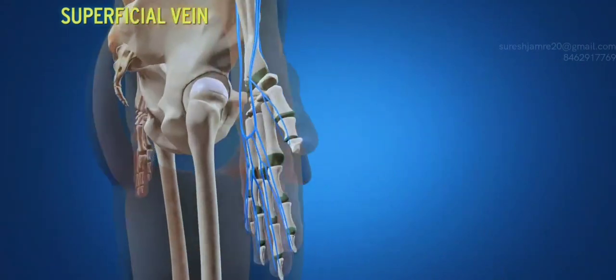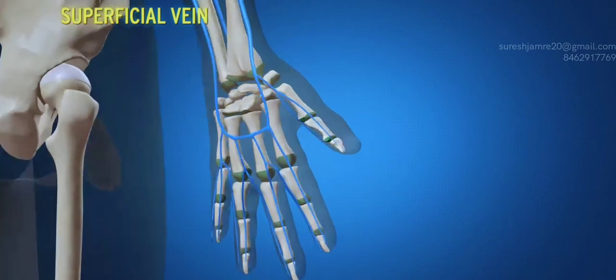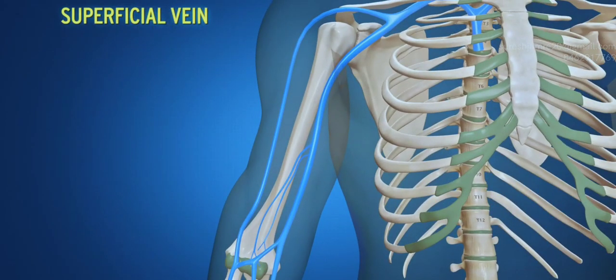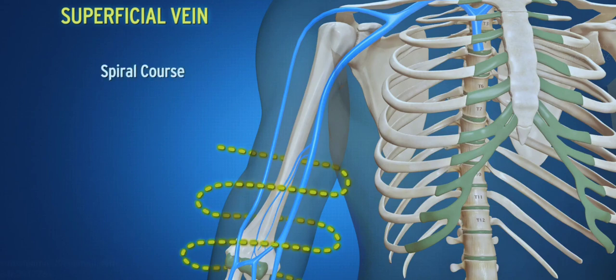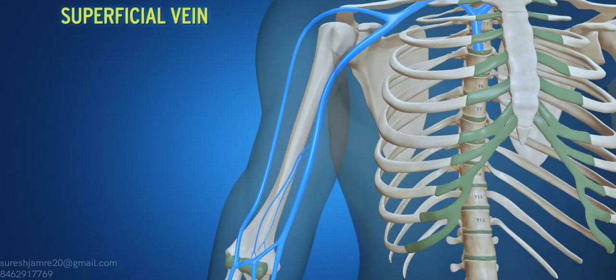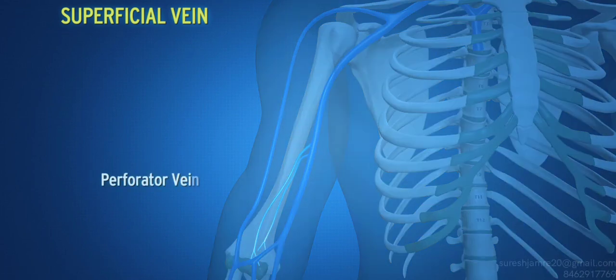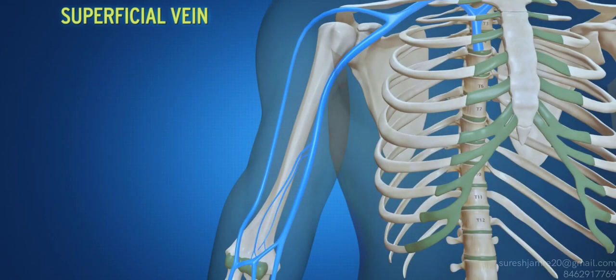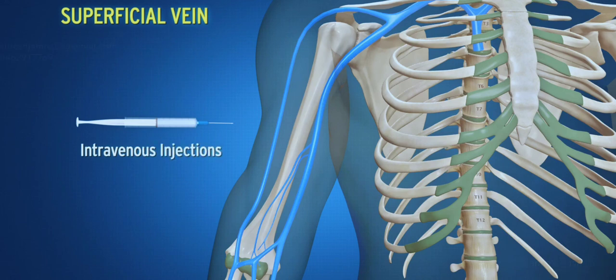such as the palm, ulnar border of the forearm, back of the arm. Hence, they move in a spiral course. The load of the cephalic vein is greatly relieved by the basilic vein through a short circuiting channel and partly also by the deep veins through a perforator vein connecting the median cubital to the deep vein. Superficial veins are best utilized for intravenous injections and to draw blood for diagnostic tests.